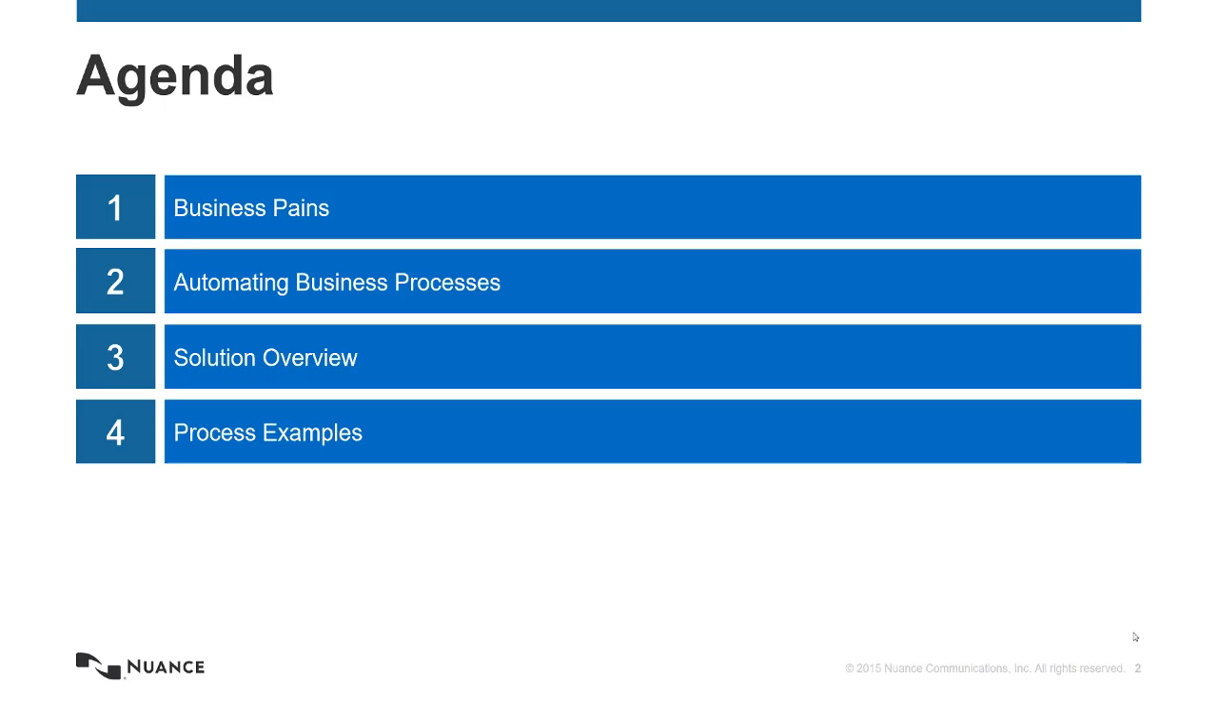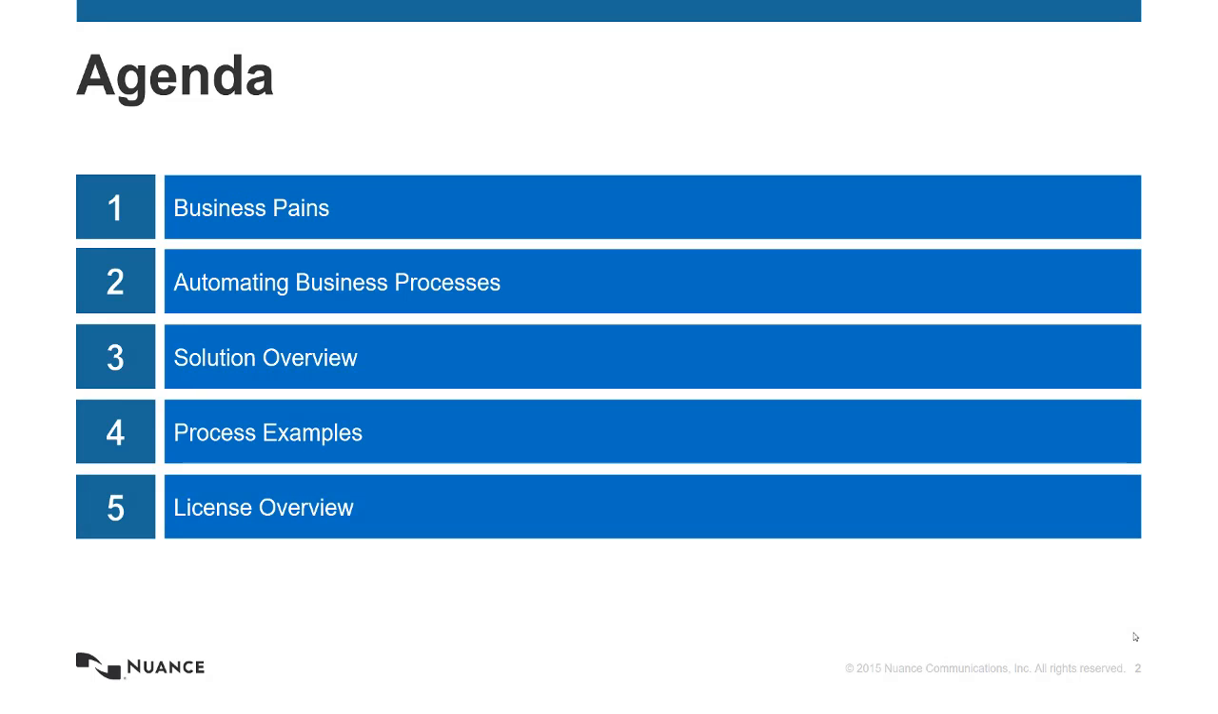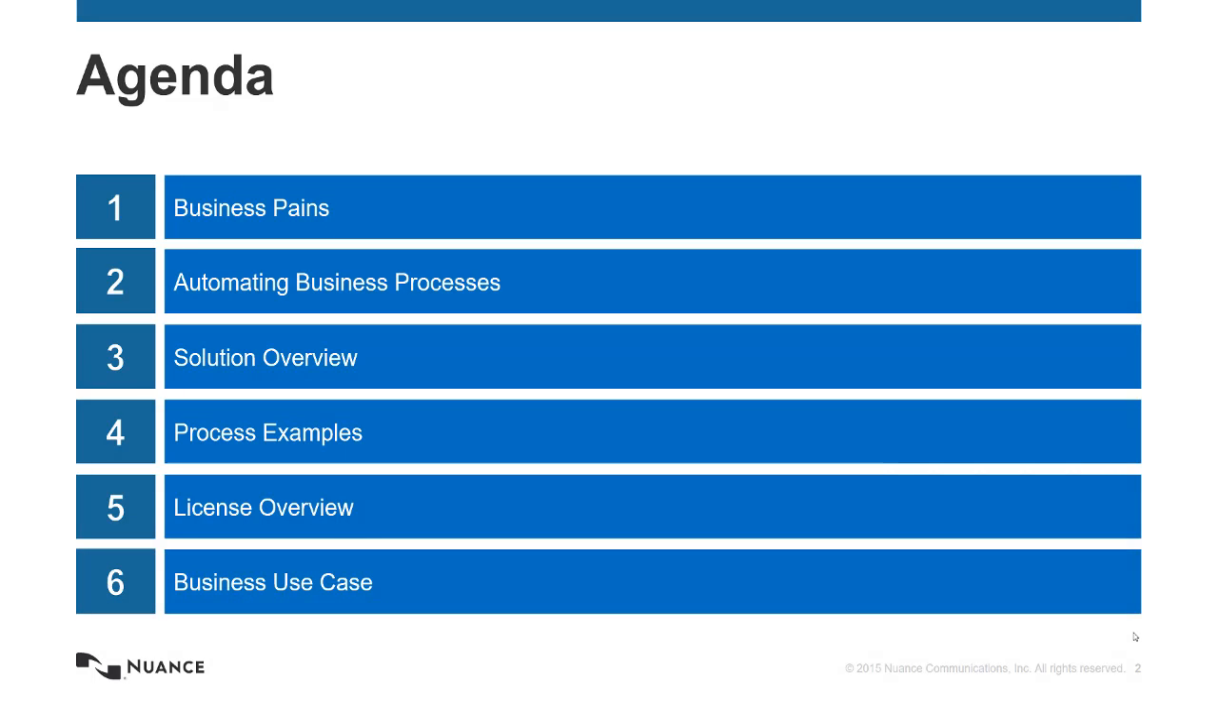We'll go through some process examples where we look at different document types being processed through the system and the types of data that is extracted. We'll look at the license overview of OpenForms 360 to give you a better understanding of the licensing aspects. And finally, we'll look at some business use cases so to give you a better understanding of where intelligent capture with AutoStore and OpenForms 360 can fit in.